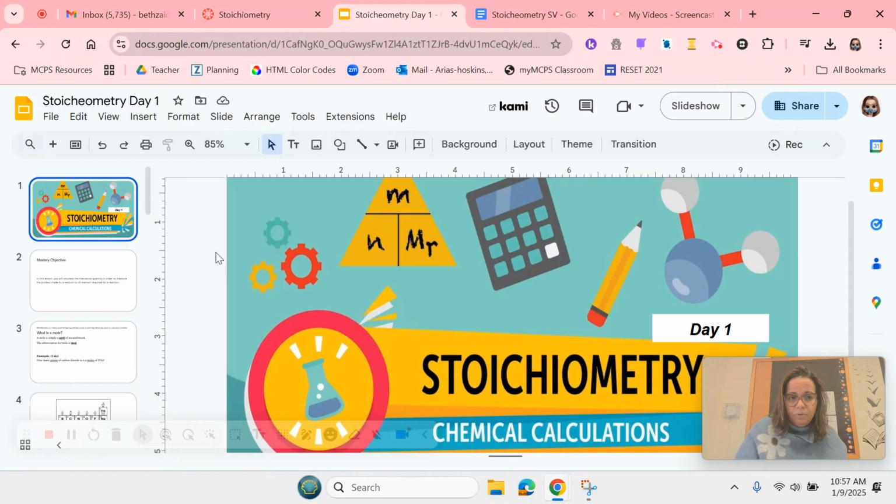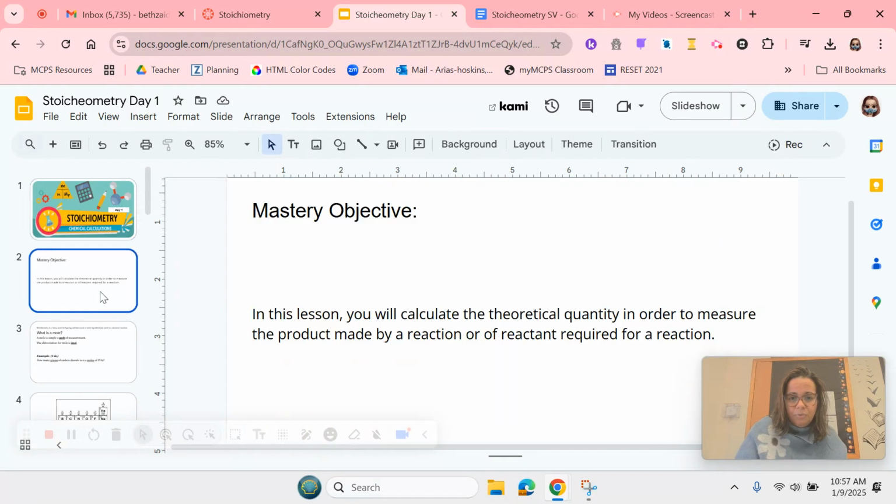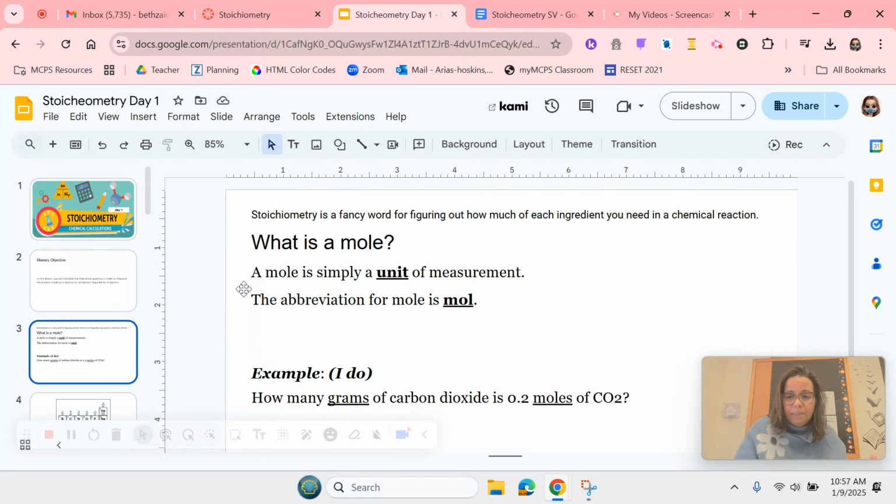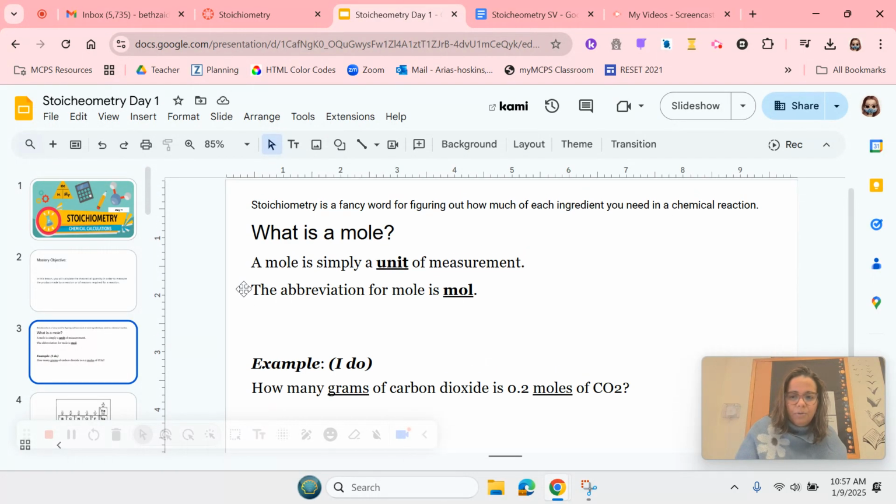Once you go to the slides, make sure to read the mastery objective, which basically is that you're going to calculate the theoretical quantity in order to measure the product made by the reaction or of reactant required for a reaction. So in this part right here, what is stoichiometry? You're like, why do I need to know all this? And you're going to find out why this is actually useful, especially when you're cooking, if you like to cook or if you like to actually help someone to cook.